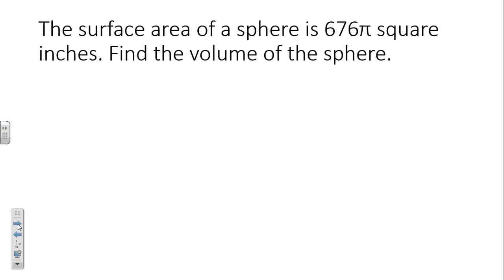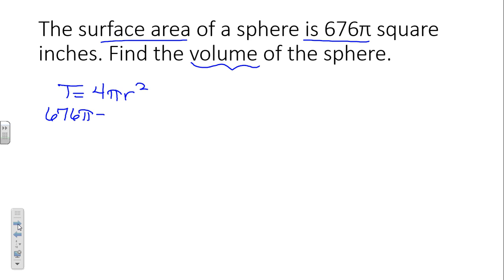Sometimes they won't give us the picture. And they'll say, the surface area of the sphere is 676 pi square inches. Find the volume. So now we need two formulas, right? What's the formula for surface area? And they told us the surface area is 676 pi. 676 pi goes into that spot. We don't know r. How do we get the r squared by itself? Divide by 4 pi.